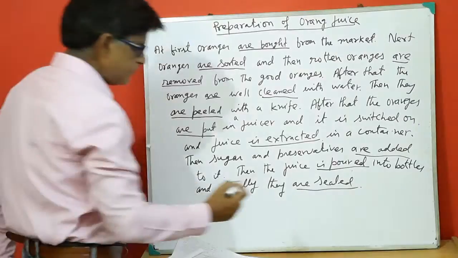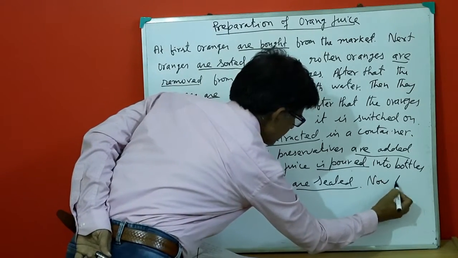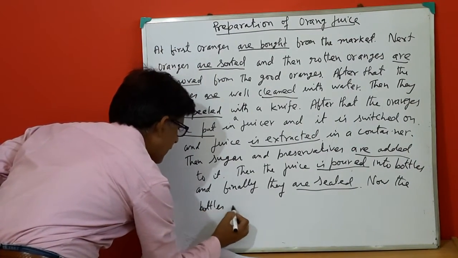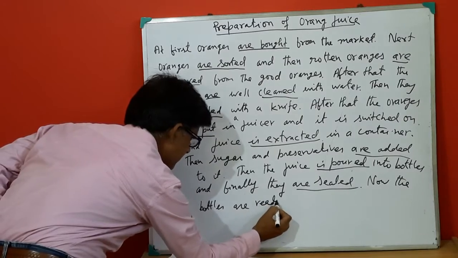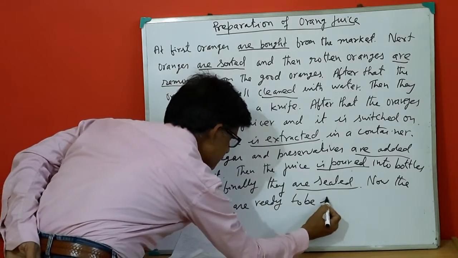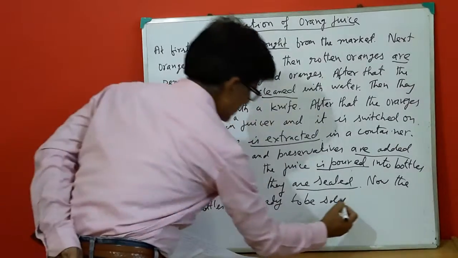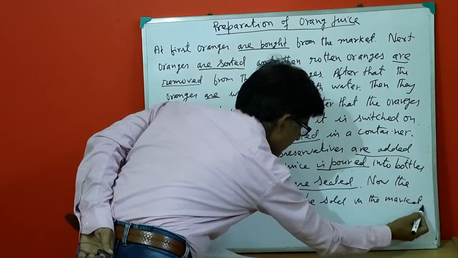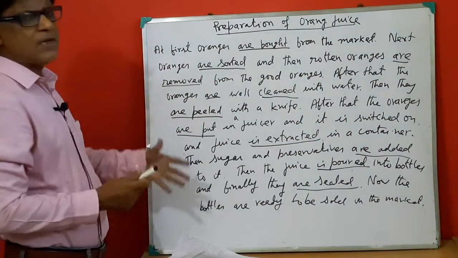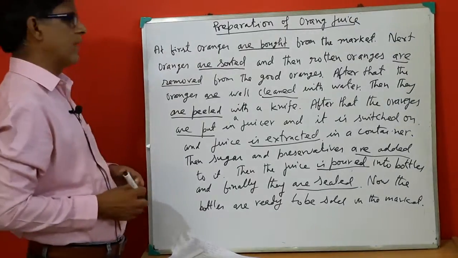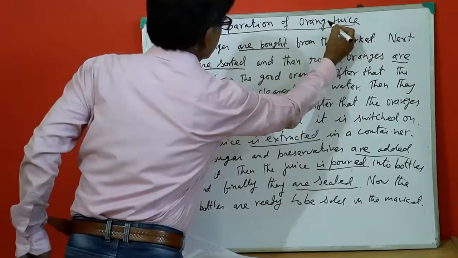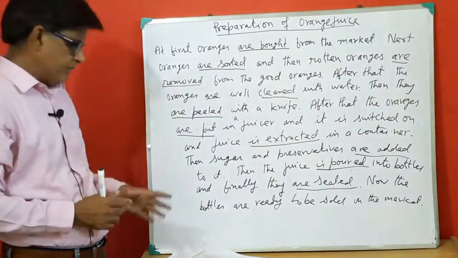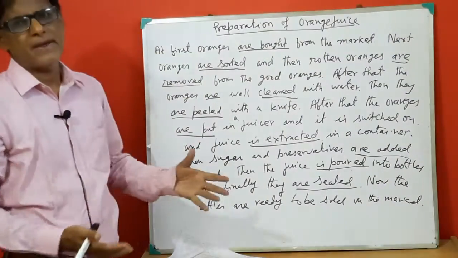Now the bottles are ready to be sold in the market. Now this is the paragraph on how to prepare orange juice or preparation of orange juice. So you have seen how these points are developed into a paragraph.